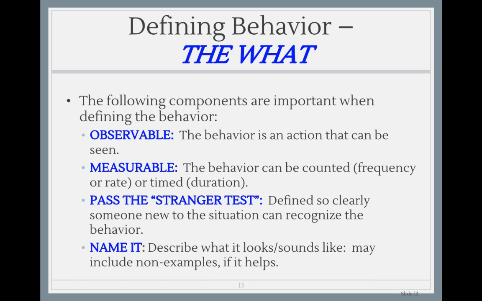They are observable. The behavior is an action that can be seen. The definition has to be measurable. The behavior can be counted or timed. The definition must pass the stranger test. It must be defined so clearly that someone new to the situation can recognize the behavior. And the definition must also name it, to describe what the behavior looks and sounds like. You may include non-examples if it helps.